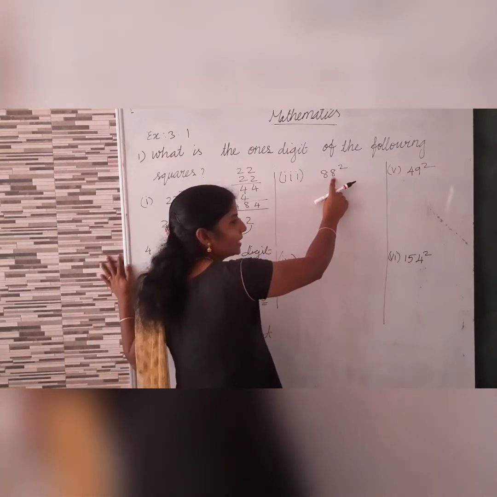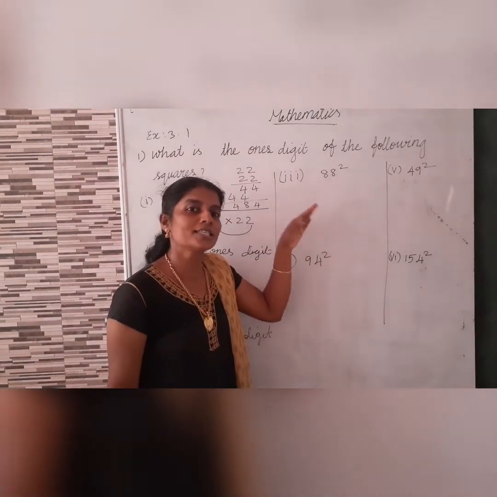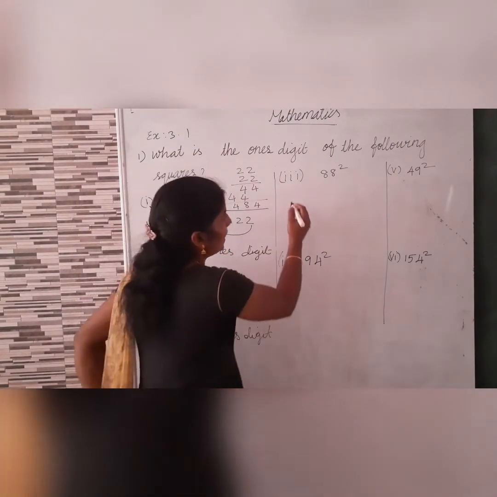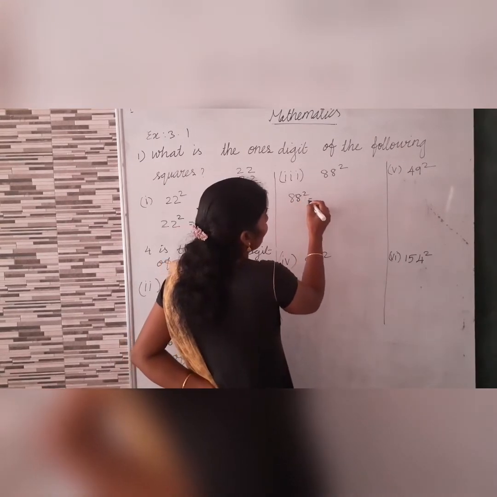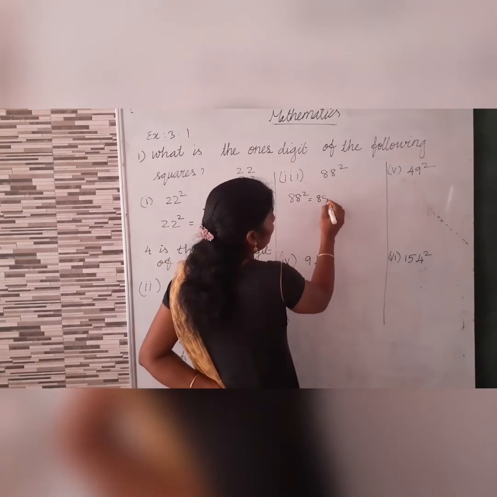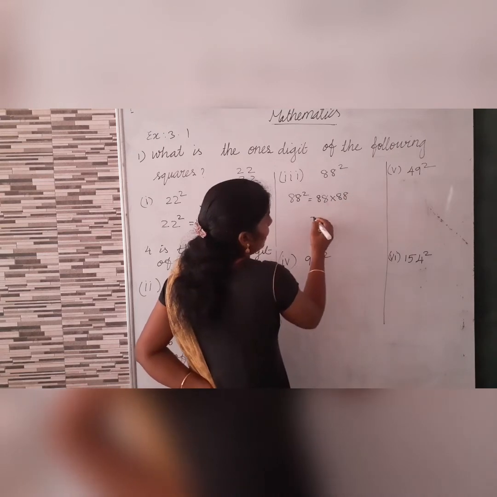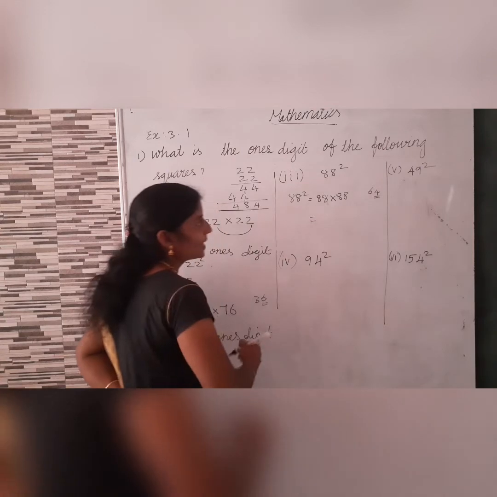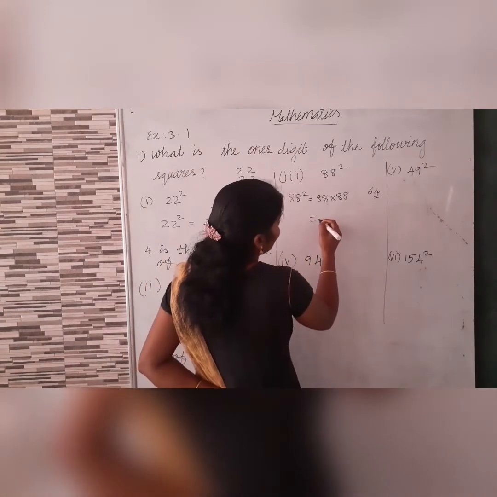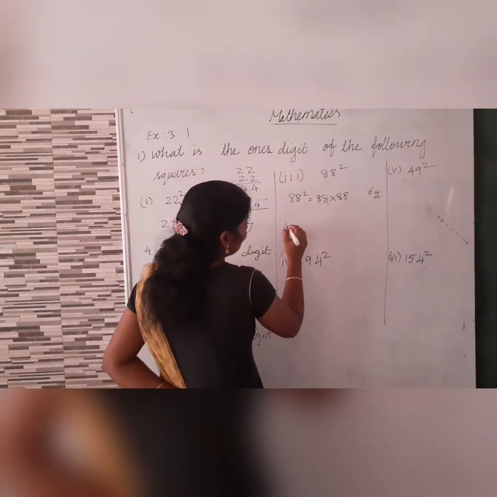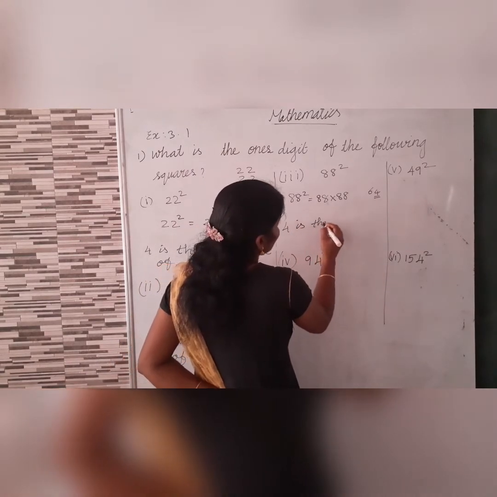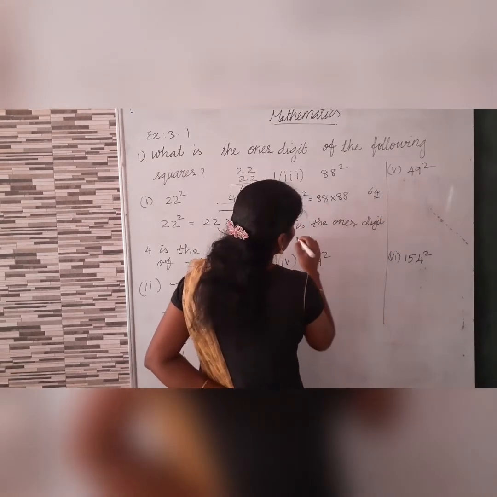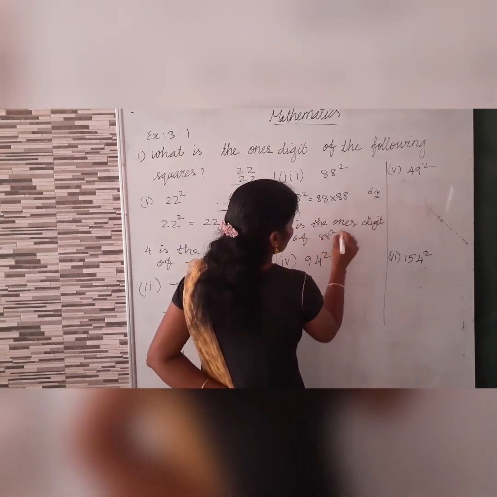Now here, 8 8s are 64. Which is the ones place? 4. So here 4. Now we can check. 88 square is equal to 88 into 88. Now 8 8s are 64. Which is the ones place? 4. So we can write here, 4 is the ones digit of 88 square.